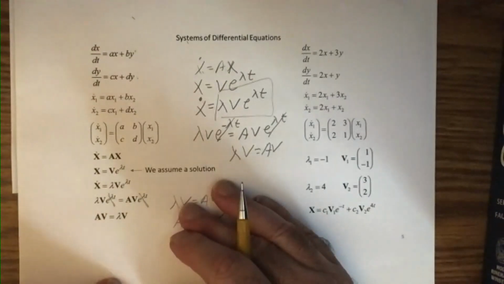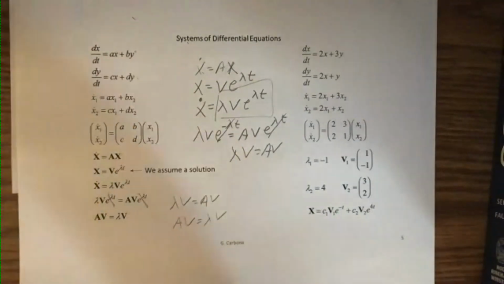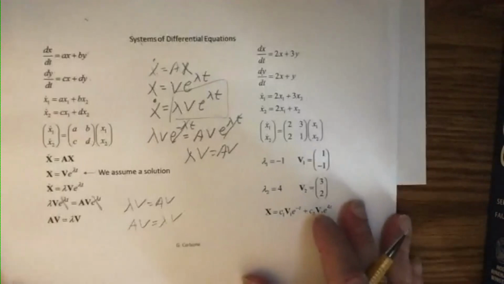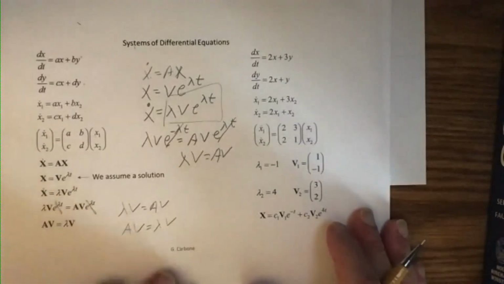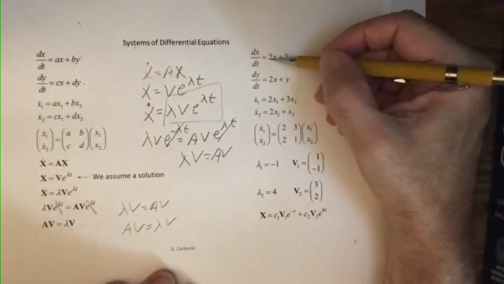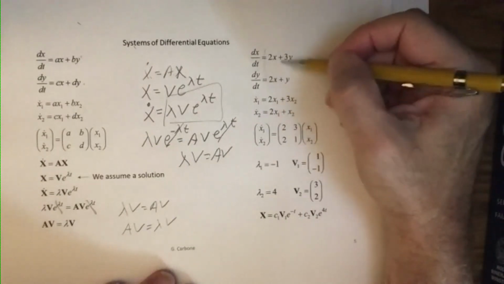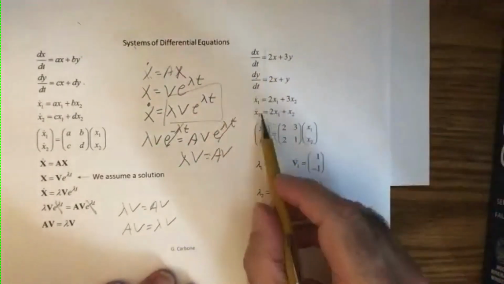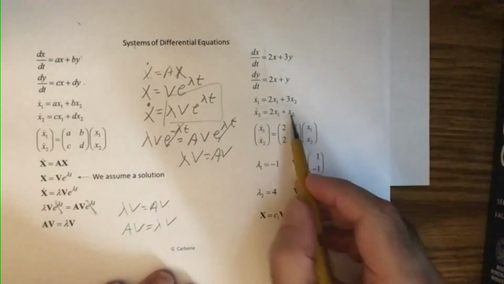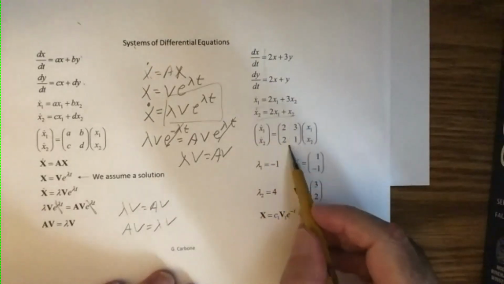But once, like I said, once we have the eigenvectors and eigenvalues, then we have the solution to the differential equation. So here's what we did, right? Let's say we have this system. Okay, so I could write it like this. And this is the matrix we just solved. This is the problem we just solved.